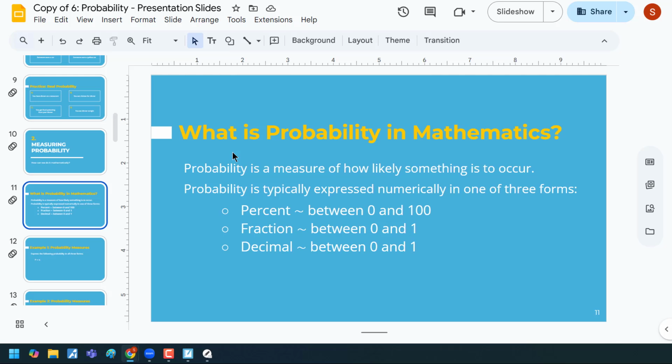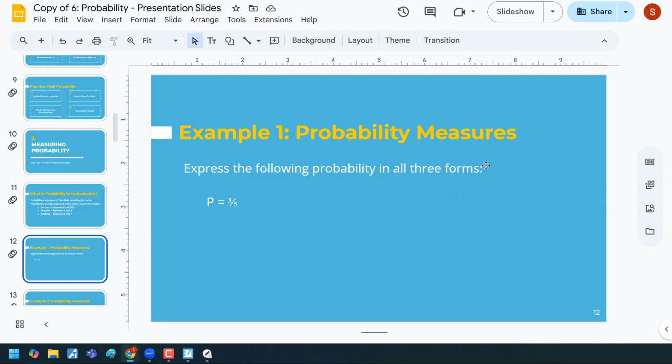You'll notice that these three things can be interchangeable, meaning you can convert a decimal into a fraction and a fraction into a decimal. You can also convert a decimal into a percent and a percent into a decimal, and also fraction to percent and percent to fraction. For example, 50% as a fraction would be 1/2, and as a decimal, it would be 0.5. So that's just an example.